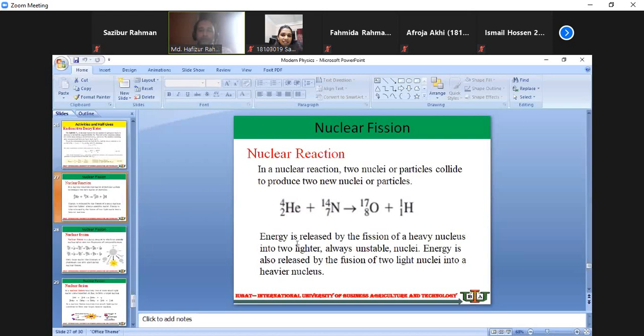So there are mainly two types of nuclear reaction. One is nuclear fusion and another is nuclear fission. Energy is released by fission of a heavy nucleus into two lighter and always unstable nuclei. Energy is also released by fusion of two light nuclei into a heavier nucleus. Let us see the types of nuclear reaction.